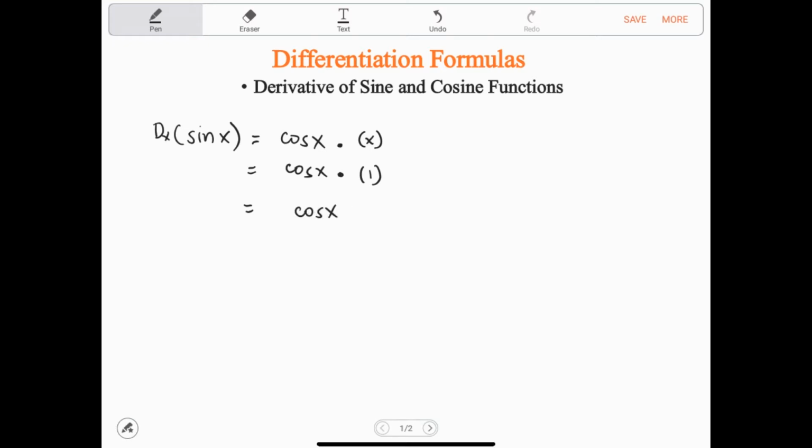Next, the derivative of cosine x. The derivative of cosine x is negative sine x times the derivative of x. So negative sine x times the derivative of x, which is equal to 1. Therefore, negative sine x times 1 is still negative sine x.